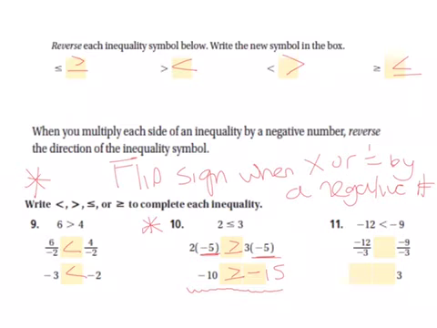Moving on to number 11, negative 12 is less than negative 9. What they're doing here is they're dividing both sides by a negative 3. When we divide by a negative, we flip that sign. So we see that 4 is greater than 3, which is true.